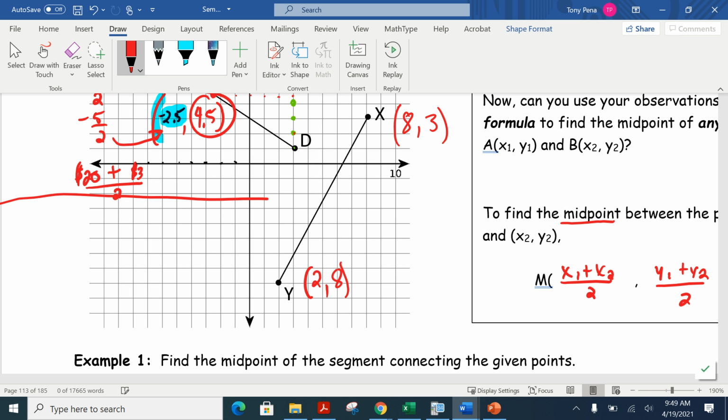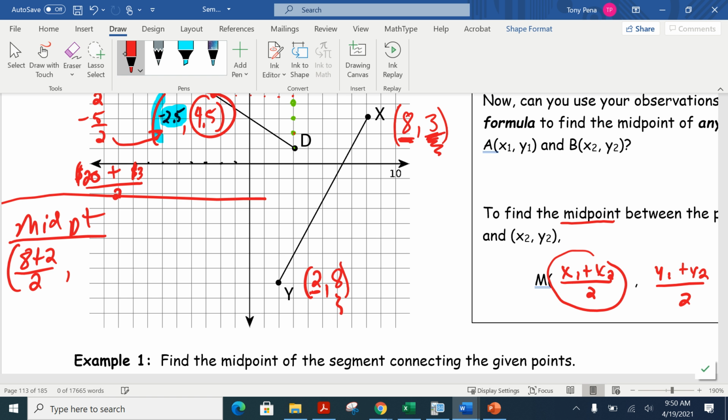So for this one, if I want the midpoint, what we're saying should be done is just take the x coordinates and add them up. So I'm just going to do this right here. So 8 plus 2 are my x coordinates. We want the middle value, so we'll just divide that sum by 2. And then we're going to take the y coordinates of the 3 and the 8. We're going to add those together, and the middle one should just be that value cut in half. So what that should give us is 10 divided by 2 is 5.